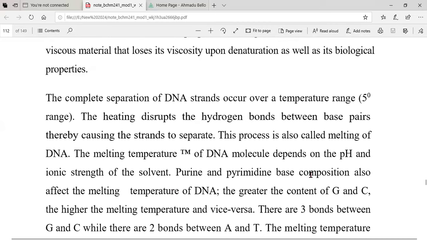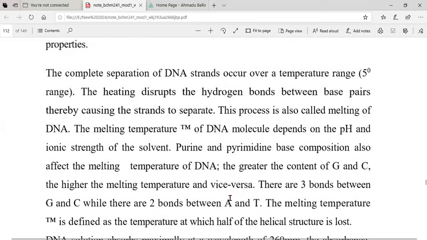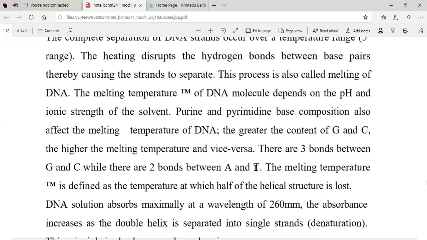Purine and pyrimidine base composition also affects the melting temperature of the DNA. So the greater the GC content, the higher the melting temperature you require, and vice versa. You remember G and C form 3 hydrogen bonds and A and T form 2. So if you have a DNA molecule with higher G and C content, it means you require more temperature to bring it to melting temperature. There are three bonds between G and C, while there are 2 bonds between A and T.